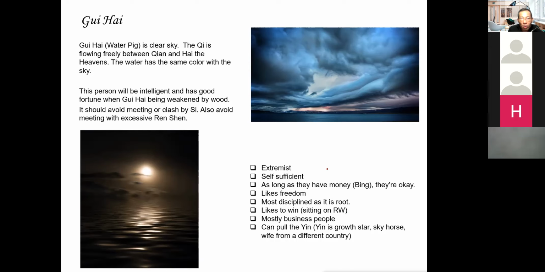Why? Because the pig combines with the tiger. When a pig combines with the tiger, it is a sky horse. It's a traveling star. It's a growth star. Therefore, a wife from a different country. That's where the reading comes in. So experiment: go and check how many Gui Hai persons you know and whether they married a foreign spouse or not. Do your research, check it out, and see whether this is true.